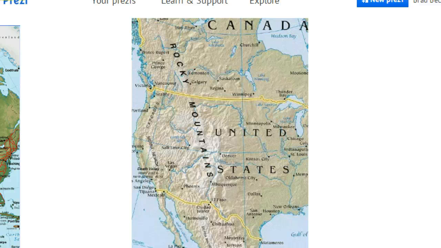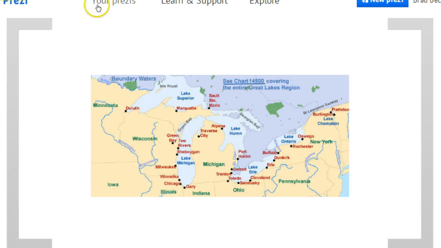The Rocky Mountains are so tall that the rivers flow to opposite sides, meaning that they become the continental divide. Rivers east of the Rocky Mountains, like the Missouri River, which you can see here, flow east to the Atlantic Ocean, and rivers located west of the Rockies that you see here flow out to the Pacific Ocean.